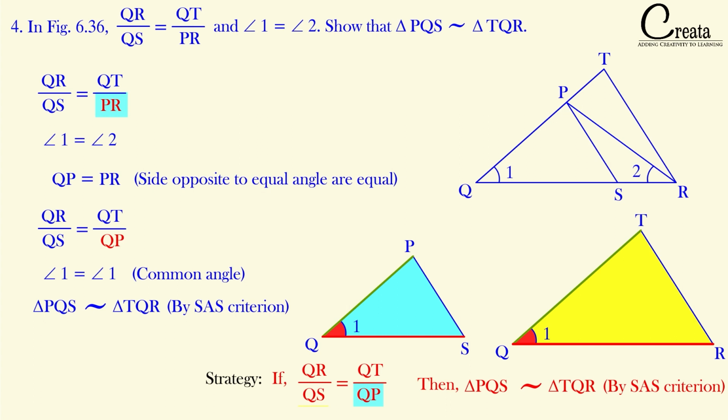Got it? We have applied the SAS similarity rule and we have proved the triangle PQS is similar to triangle TQR. I could have easily started with the solution, but I have used slightly the long approach to tell you how to approach the question, what you should think in the exam to solve the question. I could have started by taking angle 1 is equal to angle 2, so the opposite side will be equal. But I have not gone directly to the formulas. I have used the approach how to solve the question. So we have done with the question number 4.